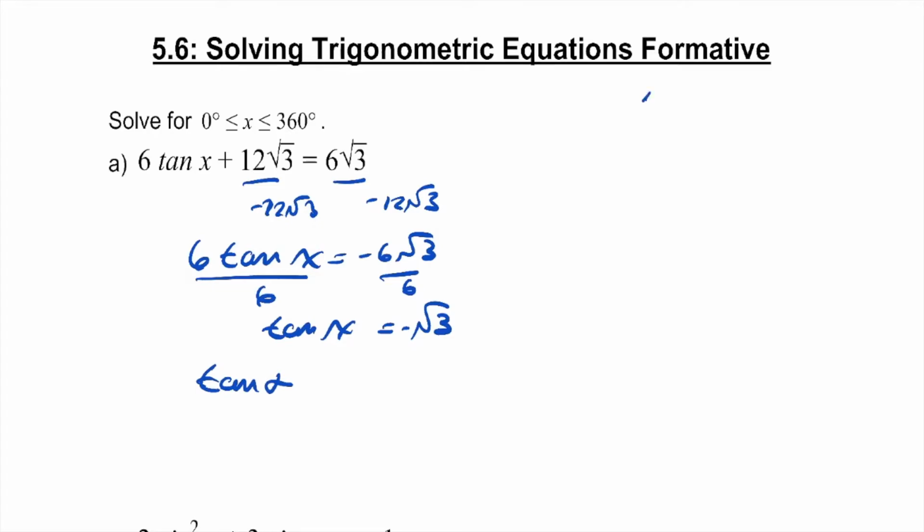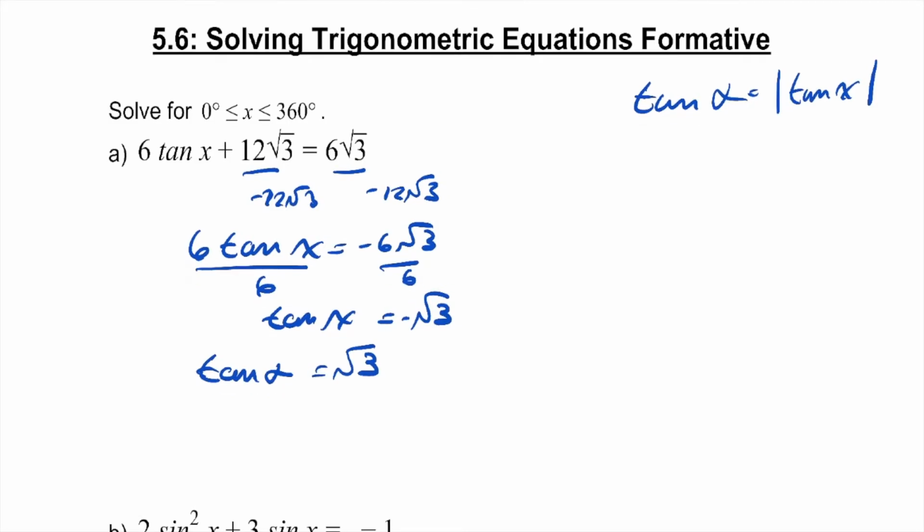So remember that tan of alpha, tan of a reference angle, is going to be the absolute value of tan of x. So in this case, tan of alpha is going to be root 3, because root 3 is the absolute value of negative root 3. So alpha is the inverse tan of root 3. So if we go back to our special triangles or special ratios, alpha is going to be 60 degrees.